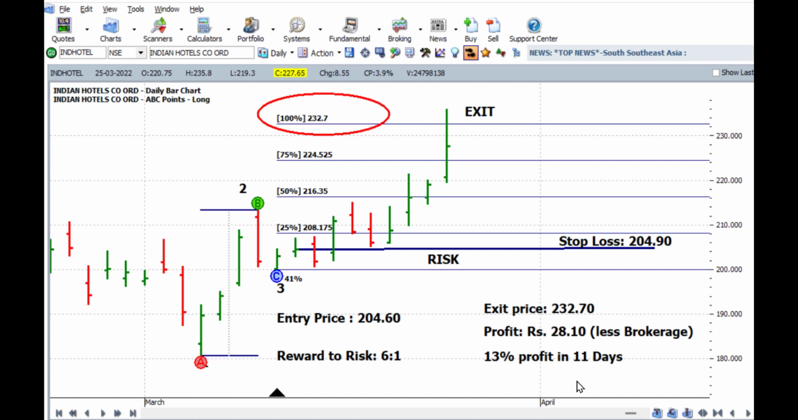So this is one example. I'll keep adding more examples as and when the 100% ranges are completed and we make profit. Wish you all the best, and you can go through this example again and again.